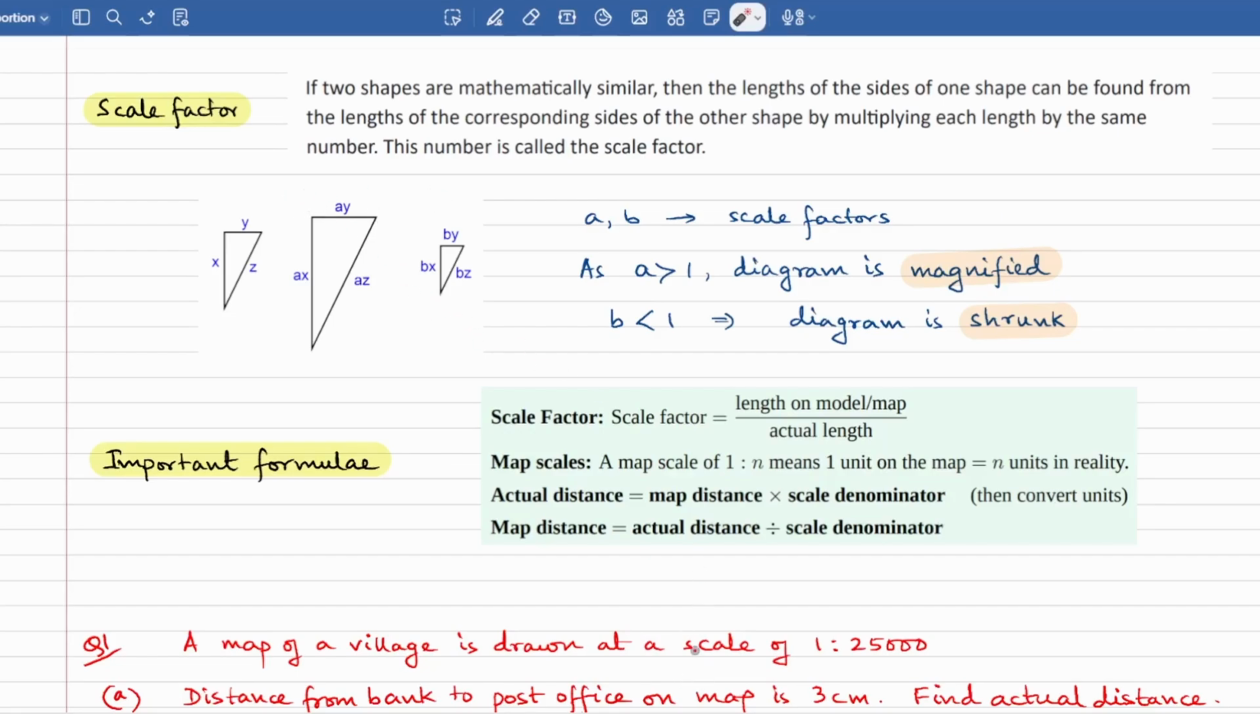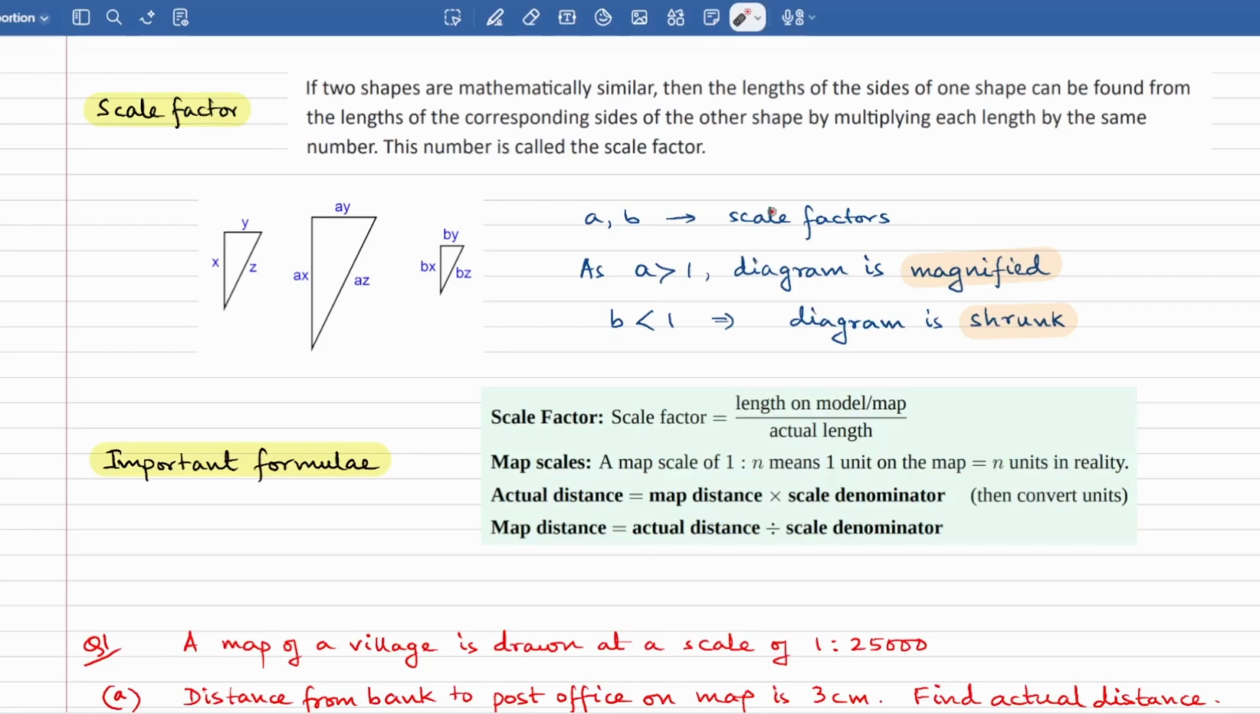Now scale factors are applicable when two shapes are mathematically similar. Okay, we will describe more of these in the chapter on geometry where we look into similarity and congruency. But even before that, you know what similarity is, right? In similarity, the two shapes are similar with their dimensions different. Then the length of one side of the figure can be calculated by multiplying the length of the corresponding side of the other shape by a fixed constant. This fixed constant will be known as the scale factor.